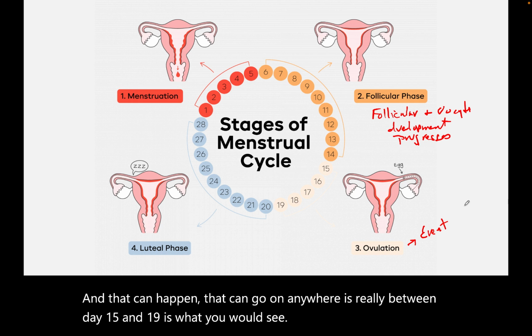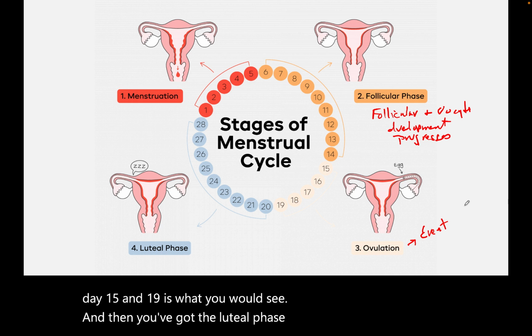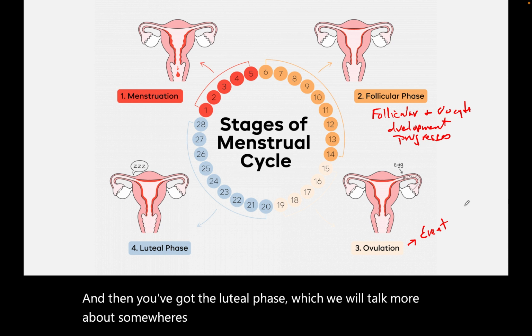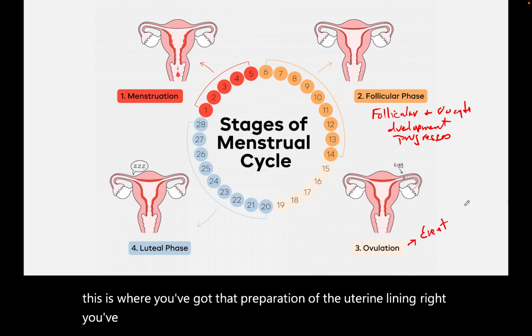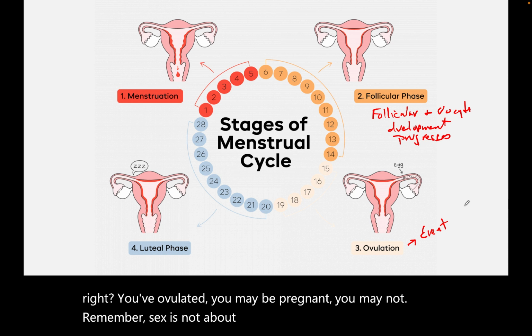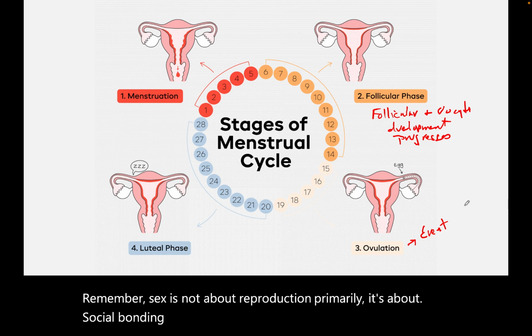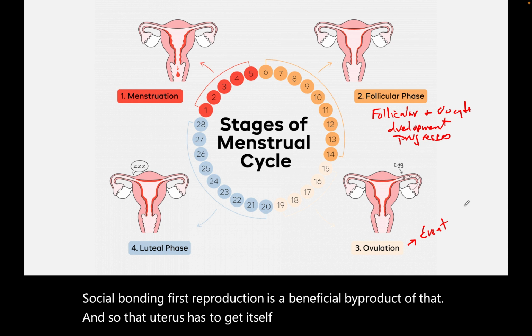And then you've got the luteal phase, which we will talk more about, somewhere right around day 20 up to about day 28. And this is where you've got that preparation of the uterine lining, right? You've ovulated, you may be pregnant, you may not. Remember, sex is not about reproduction primarily. It's about social bonding first. Reproduction is a beneficial byproduct of that. And so that uterus has to get itself ready, just in case.